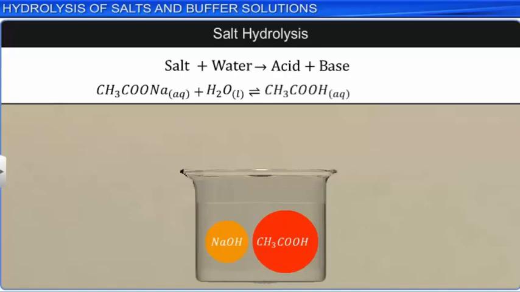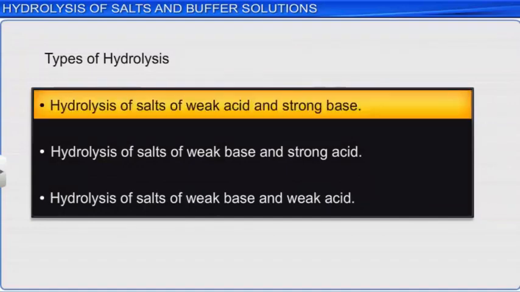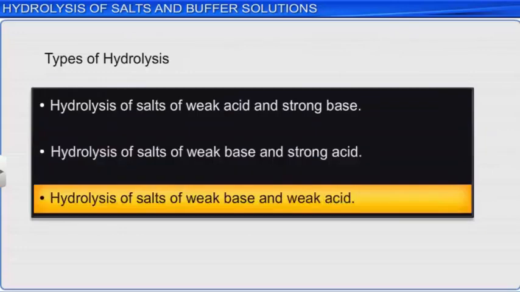There are three types of hydrolysis: hydrolysis of salts of weak acid and strong base, hydrolysis of salts of weak base and strong acid, and hydrolysis of salts of weak base and weak acid. Let's study each type in detail.